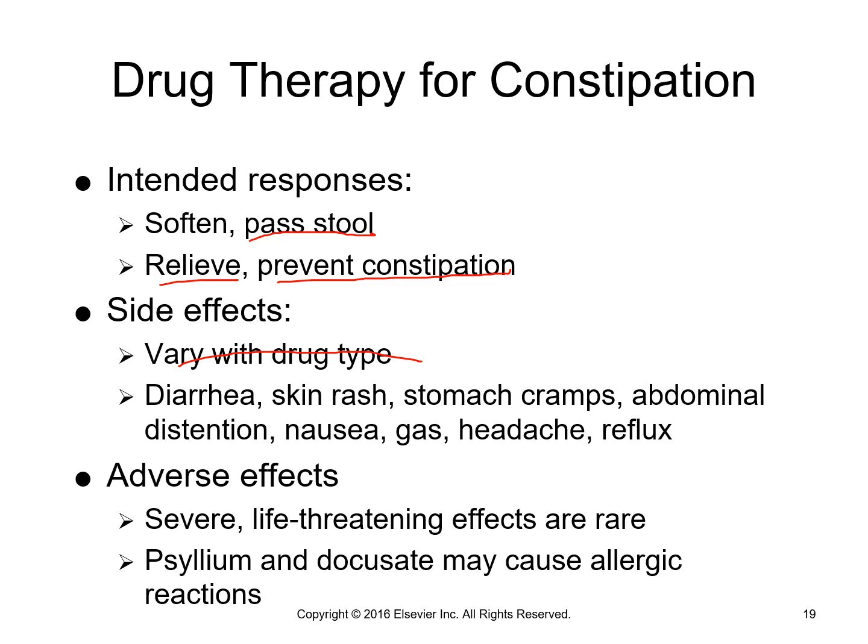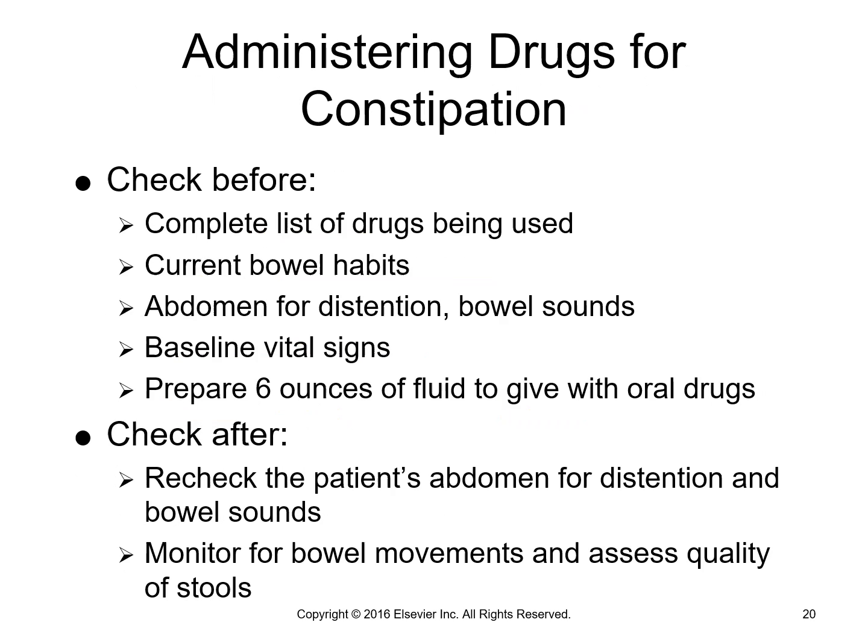Side effects, again, vary with the drug type. It could be diarrhea, skin rash, stomach cramping, abdominal distension, nausea, gas, and headache, as well as reflux. Please know that these drugs for constipation must only be used for a short period of time unless otherwise indicated by your doctor. Adverse effects can range to severe and life-threatening. The xylem and docusate may cause allergic reactions.